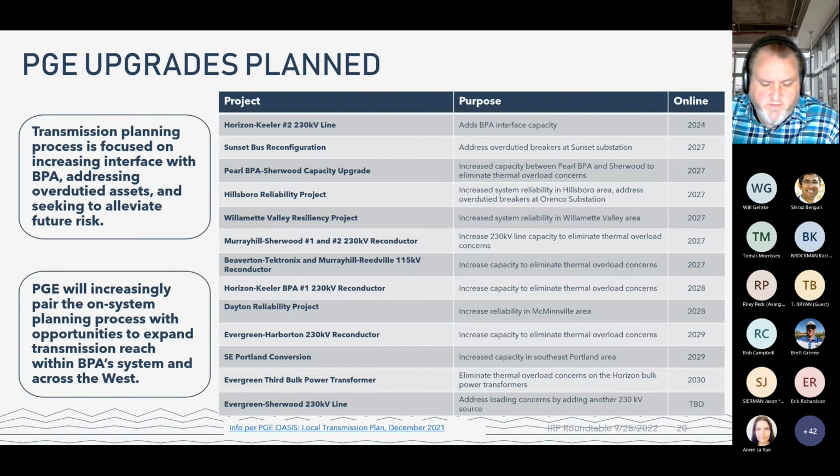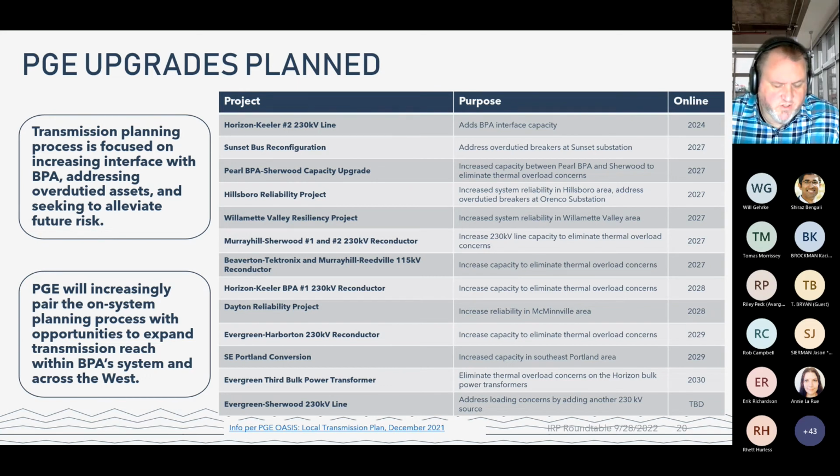And with that said, while they haven't necessarily shown up in the IRP because they've been more focused on local reliability, our transmission plan does have a number of projects that are being developed to ensure safe and reliable delivery of power. I'll take note of the top project that you see on the list. That is the Horizon to Keeler number 2 line. That's a new connection to the Bonneville system in the Hillsboro area. We talked earlier about the interface capacity with BPA and how heavily reliant we are on it. That's an example of a project that will end up increasing or adding incremental capacity to the interface with Bonneville.